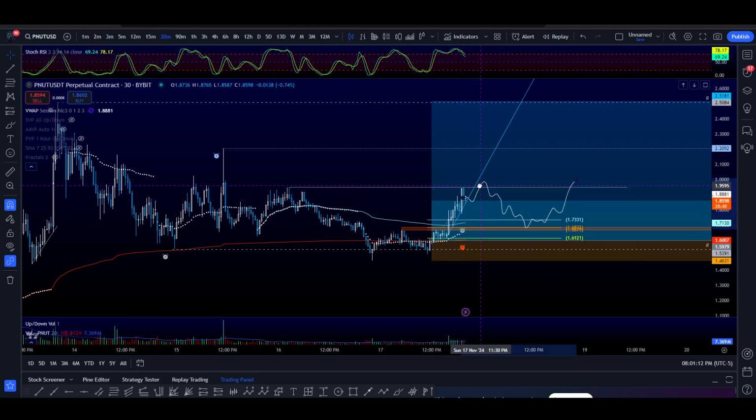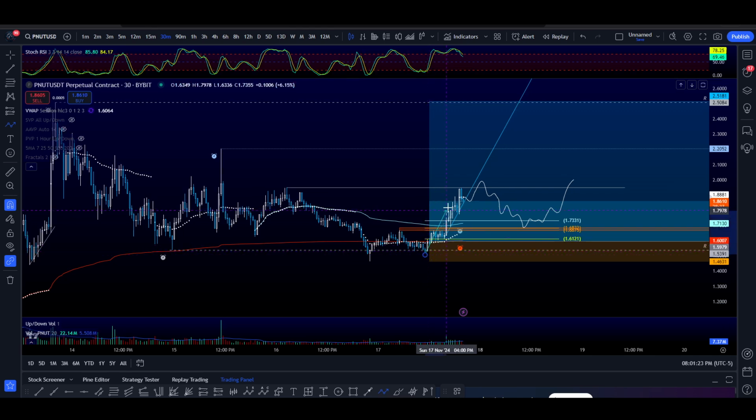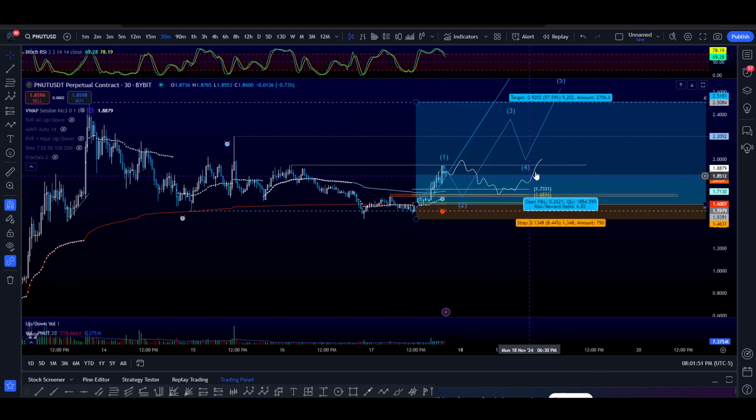Maybe we get a reaction, little swing failure of the highs. Price comes down, taps this support, golden pocket. That would be nice before moving a little bit higher, right? Get like a little Elliott wave action going on right here. All right, maybe we get something like that. Who knows?